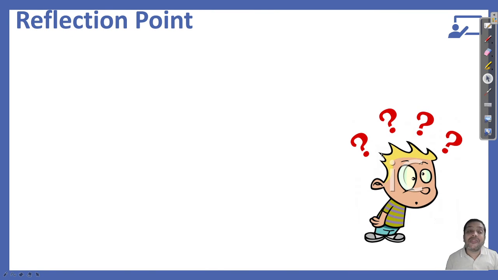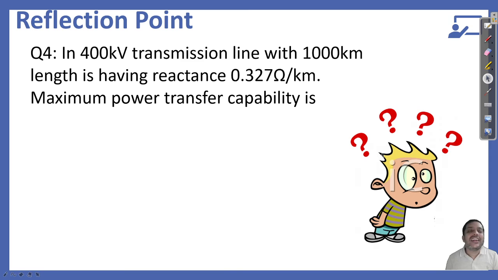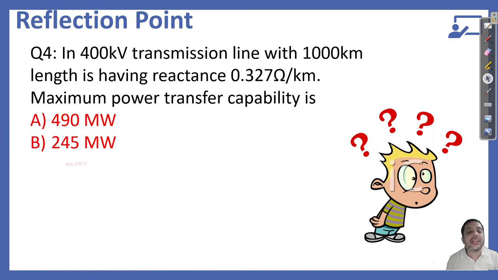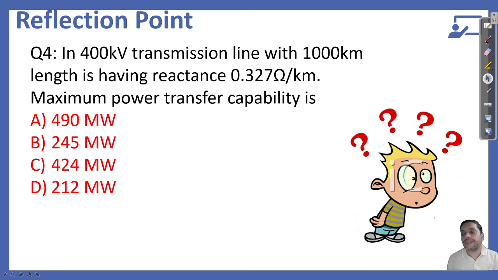Let's come to the reflection point again. A 400 kV transmission line with 1000 kilometer length has a reactance of 0.327 ohm per kilometer. The maximum power transfer capability is: here I have asked for the maximum power transfer capability. Calculate it and answer the question. These are the options, so pick the correct option. Pause the video and answer the question.